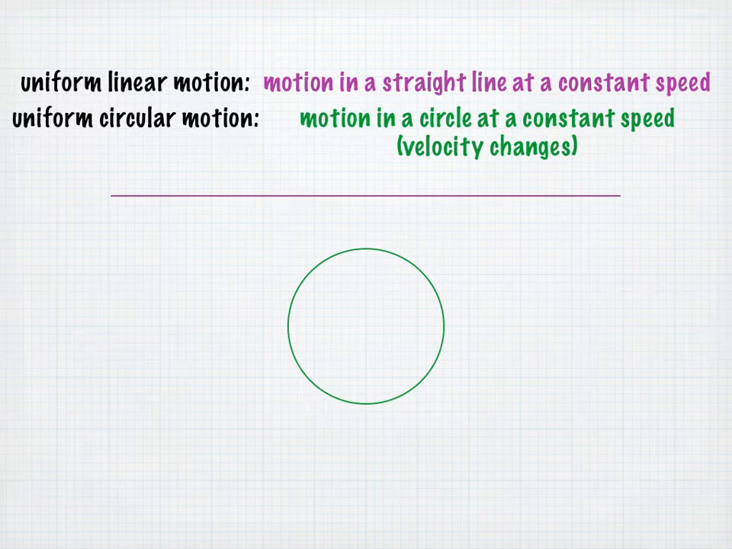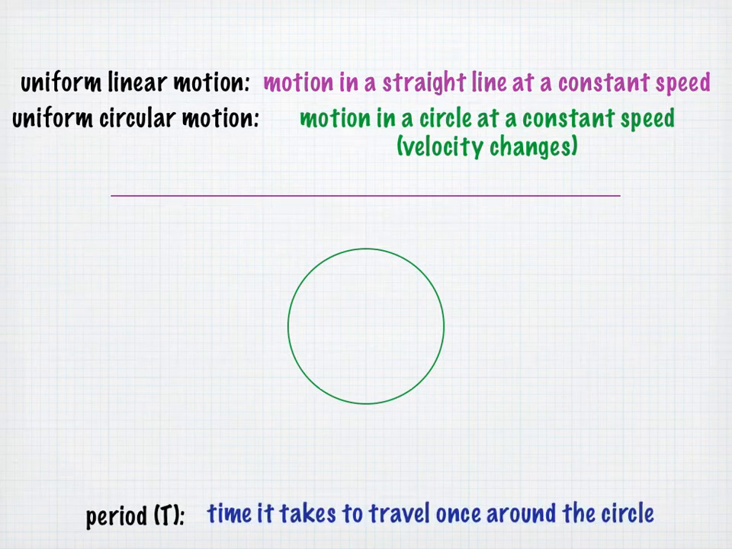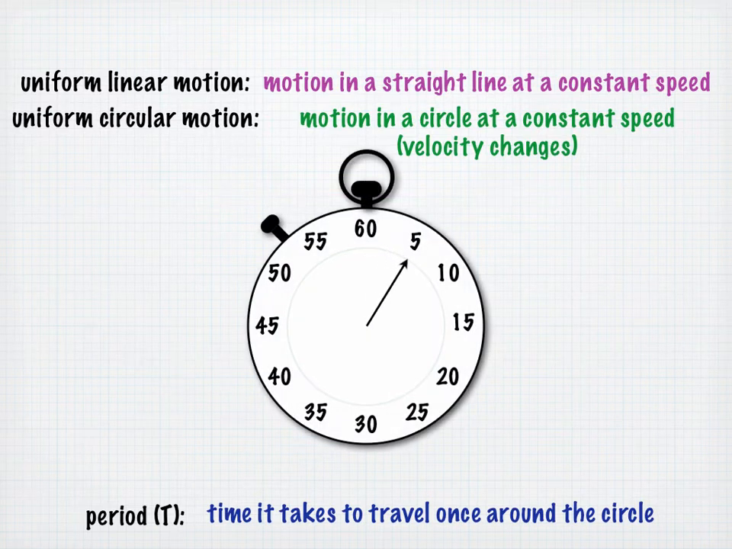In uniform circular motion, the time it takes to complete one circle is called the period, capital T, of the motion. What is the period of a second hand on a stopwatch? How long does it take to go around in one circle? It takes a second hand 60 seconds to go around the stopwatch one time.